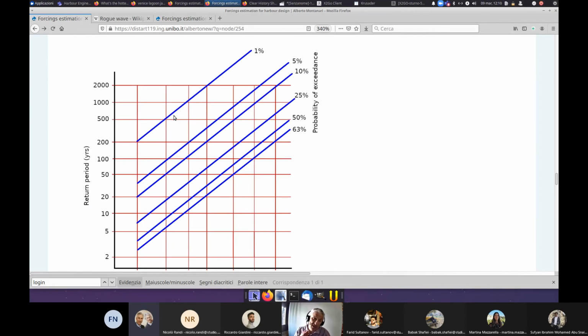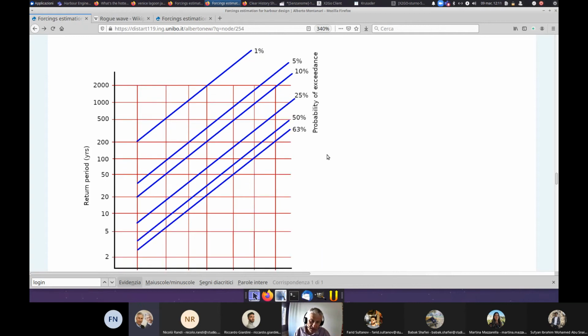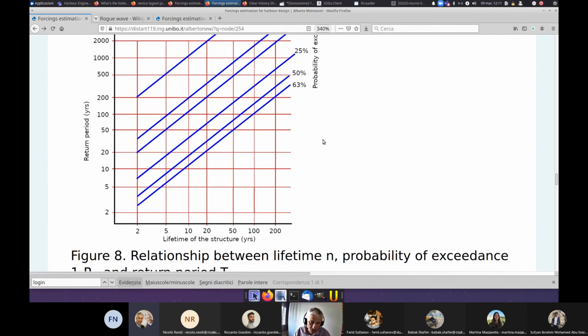I think it is interesting because it gives you, depending on the return period and the lifetime of the structure. So you have here on the horizontal axis the lifetime of the structure. And then you have here on the vertical axis the return period. And then here you have the probability of exceedance during the lifetime of the structure. And look at this 63% line, the lower blue line.